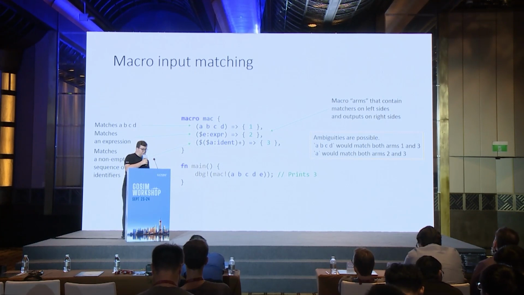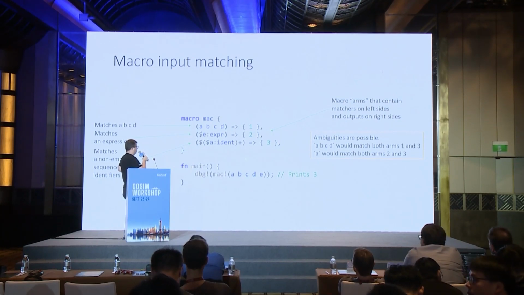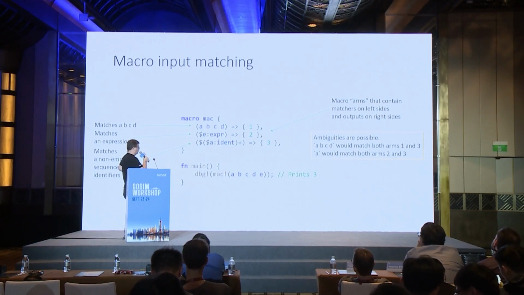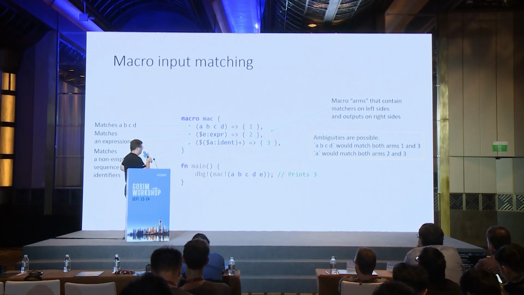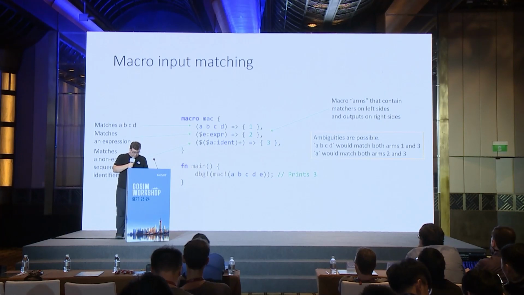And notice that ambiguities are possible. For example, if we passed ABCD, it would match both this arm and this arm too. And just A would match this arm because A is an expression, and this arm too because A is also an identifier. And due to these ambiguities, we have some problems with language evolution.